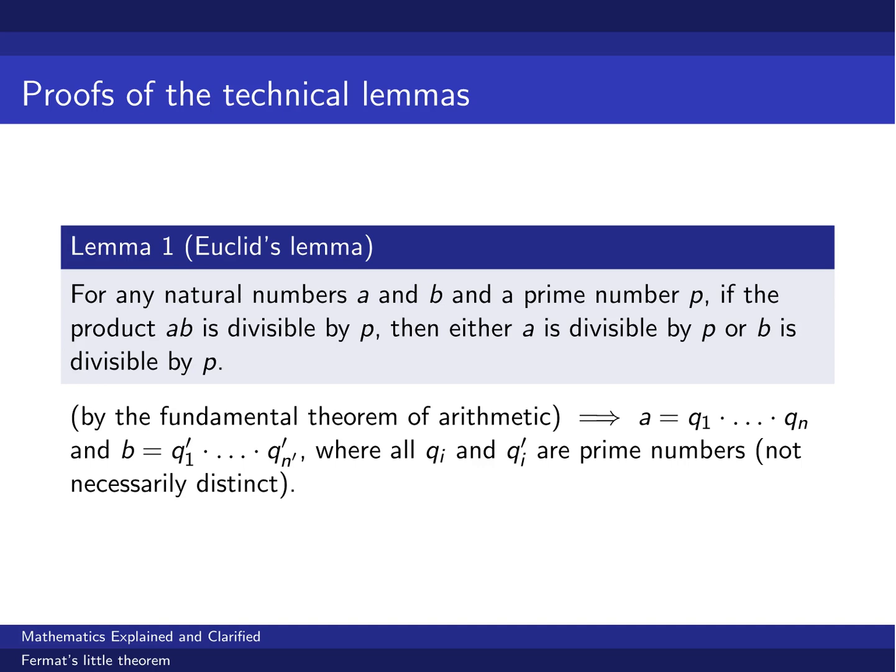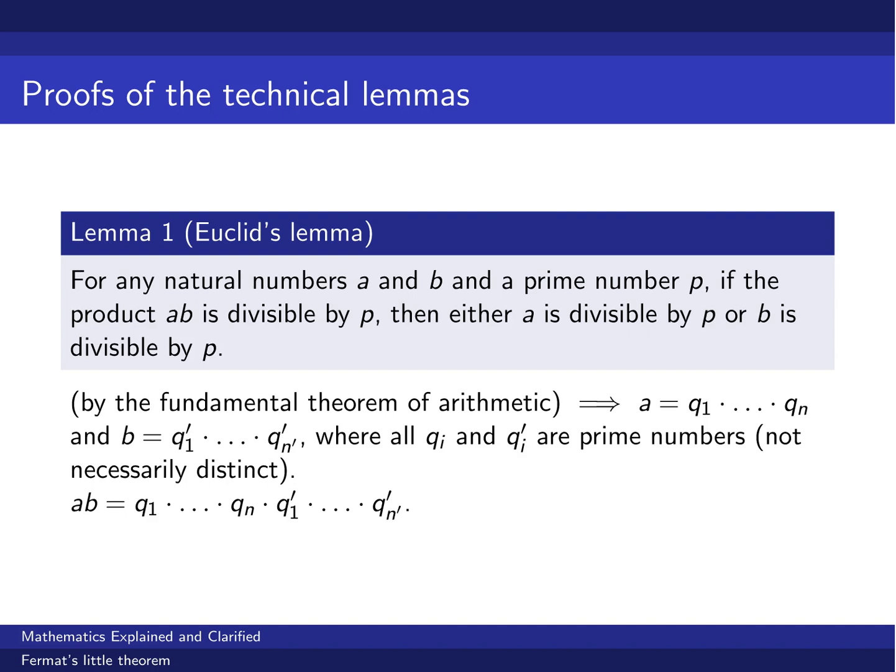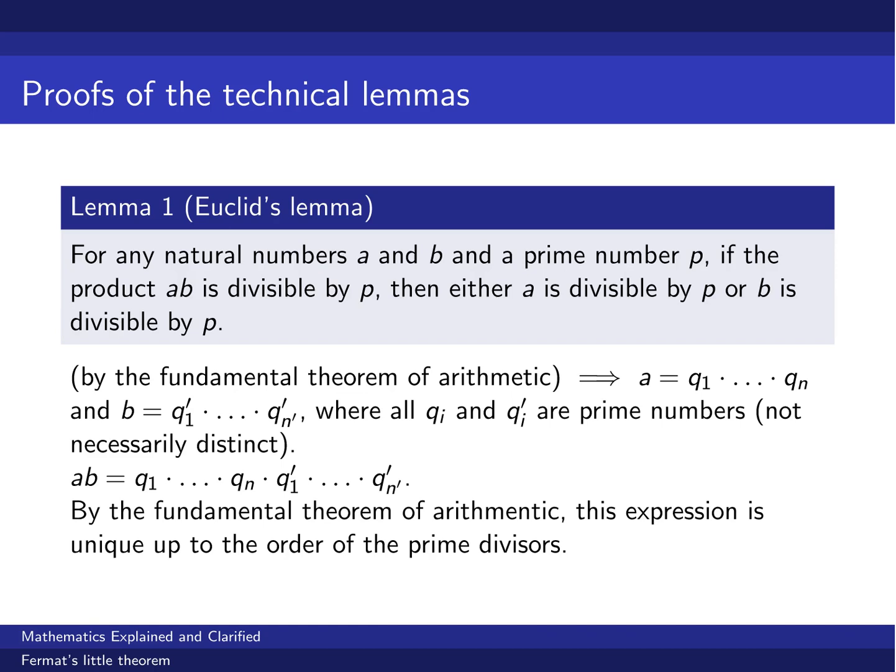So where all qi and qi prime are prime numbers, not necessarily distinct. Then to calculate the product AB, we get Q1 multiplied by Q2 and so on Qn, and then Q1 prime and so on Qn prime prime. Then, by the fundamental theorem of arithmetic, this expression is unique up to the order of prime divisors. So if we find another expression of AB as a product of prime numbers, then this must be just a rearrangement of the same prime numbers.